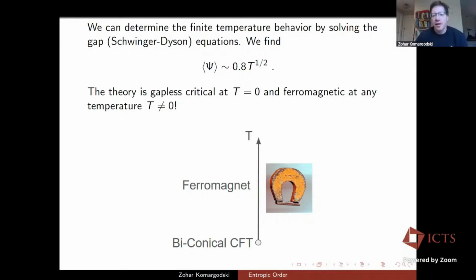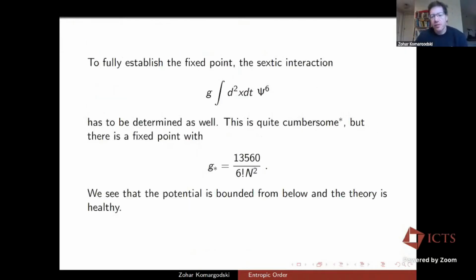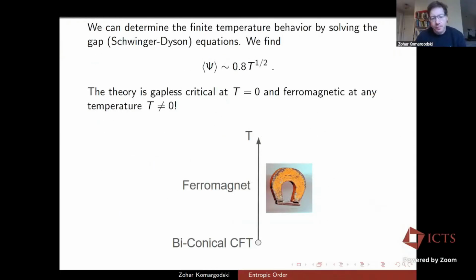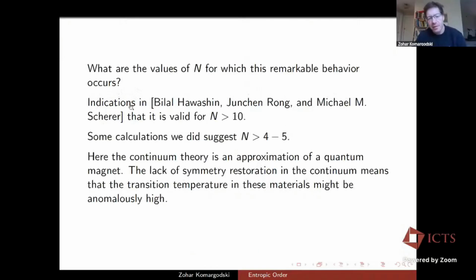And okay, these calculations are in the infinite n limit. So you see there is 1/n. So the question is, what is the exact statement? Recently, there was a paper by Hawashin, Rong, and Scherer doing numerical simulations on the computer. And they argue that this will happen as long as the number of components in the phi field is 10 or above. We did some calculations in the 1/n expansion, extrapolated them to small n, which of course is maybe illegal, but that's the best you can do now. And we think that maybe even n equals 4 or 5 will do the job.